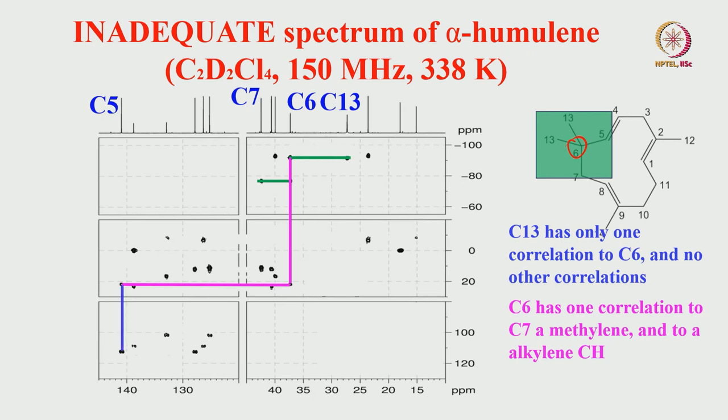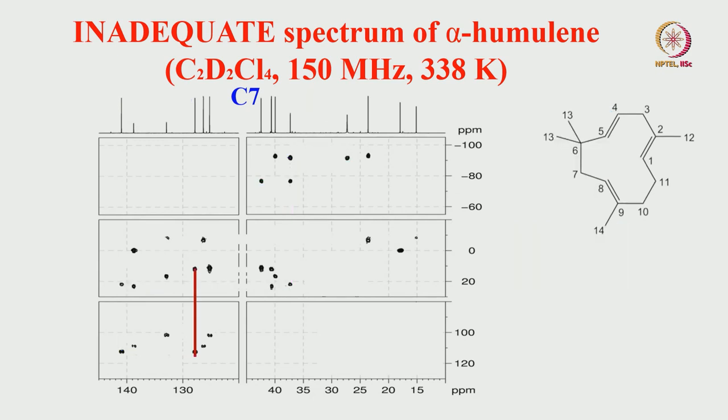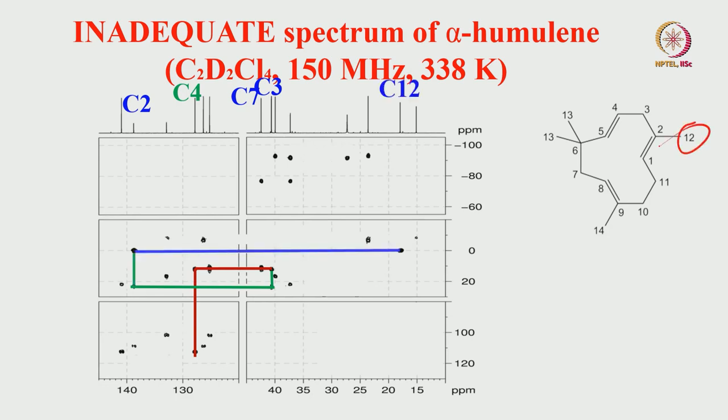Okay. Now from C5, continue further. Go horizontally, vertically up, and you are going to hit C4. That is an alkyl CH carbon, which we also know from the multiplicity-edited HSQC. Now we continue from C4 to C3, and from C3 come down, go horizontally, and you hit one more peak, that is C2. C2 is correlating to C12. Also, C2 correlates to another carbon. You see, C2 has two correlations, here and here. This one goes vertically like this, so this has to be C11, because C2 is correlating to this and this also. Going ahead like that, you can make the assignment for all the carbons.